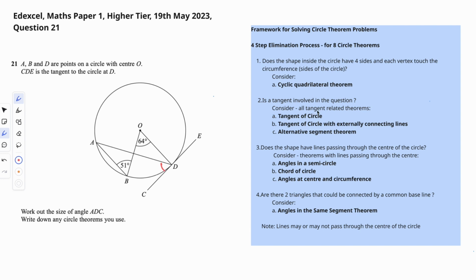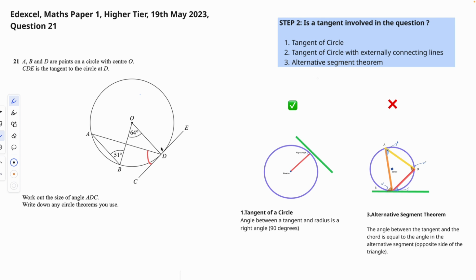And by a process of elimination, we don't have any cyclic quadrilaterals in the circle, which means that we move on to step 2 in our elimination process, where we consider tangents. So we have a tangent of a circle here to the circle here, ADE. Let's mark that in there.